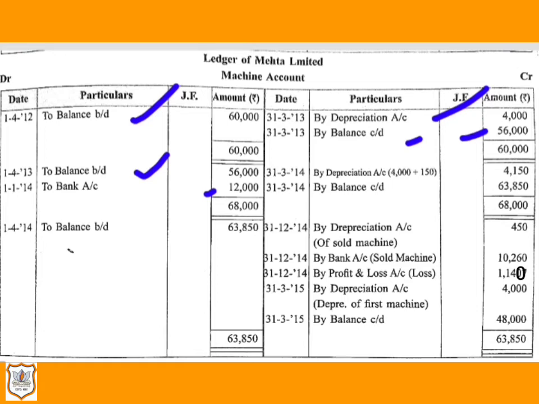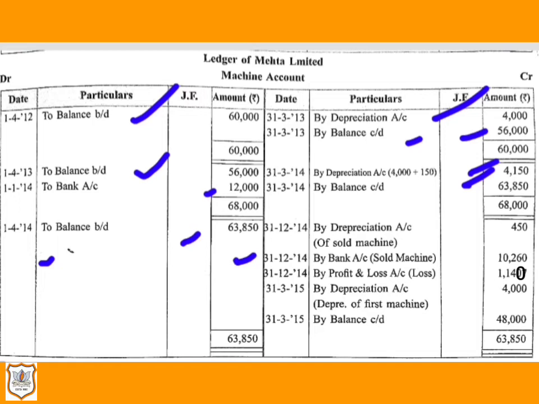Now in the second year we will charge depreciation. So here depreciation for the first machine is rupees 4,000 and for the second machine it is rupees 150. So total depreciation is 4,150, which will be recorded on the credit side of the machine account. Again we will close this. So here we will find out a balancing figure, that is the closing balance at the end of this year, that is 63,850. Here we will write "By balance carried down". Now this balance will be called the opening balance of the next period, that is for the third year. So here we will write "To balance brought down", date 1st April 2014. Here it is 63,850.